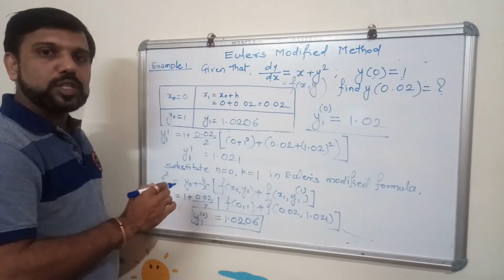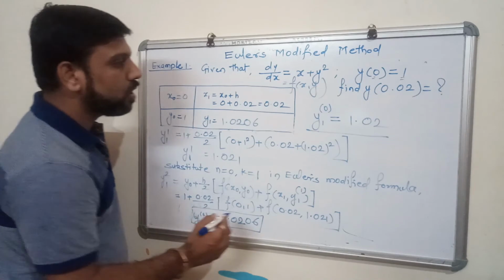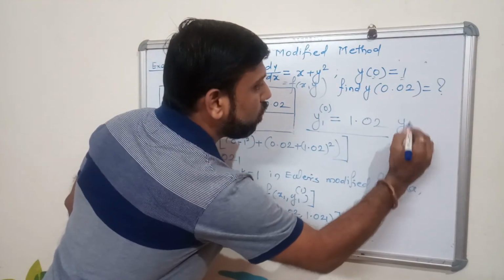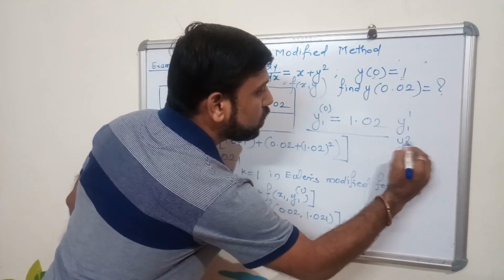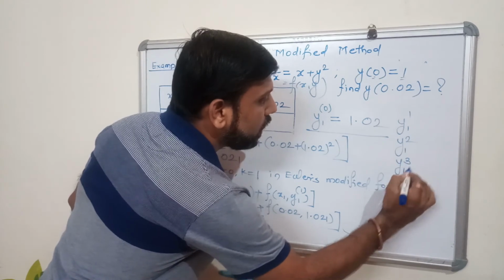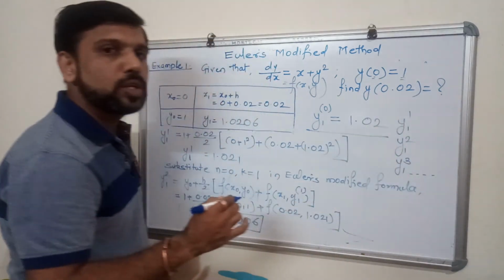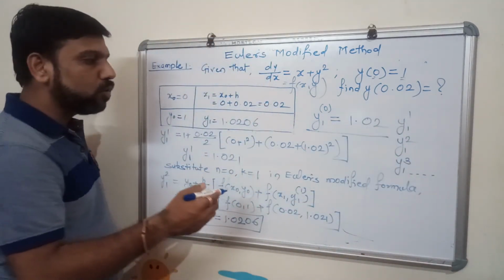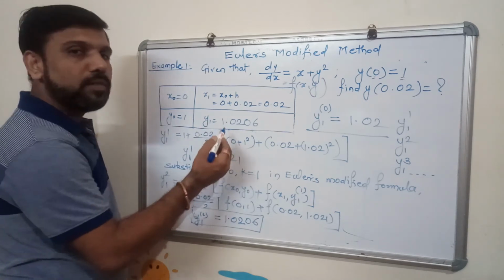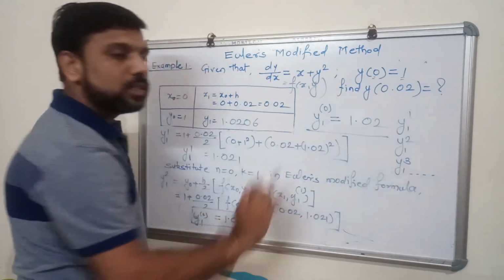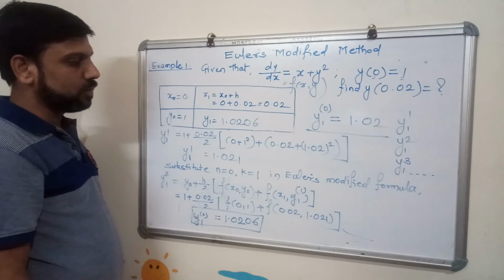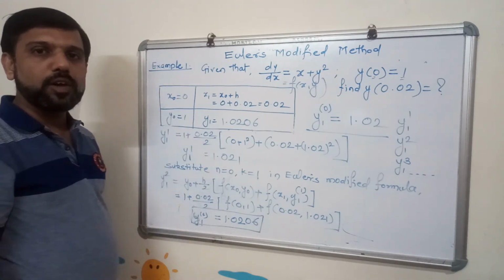Now these approximations we can continue for y1^{(1)}, y1^{(2)}, y1^{(3)} and so on. So we get a more approximate value for the first iteration by using these approximations. So this is all regarding Euler's modified method.